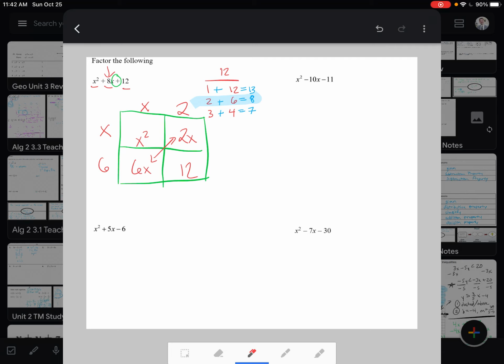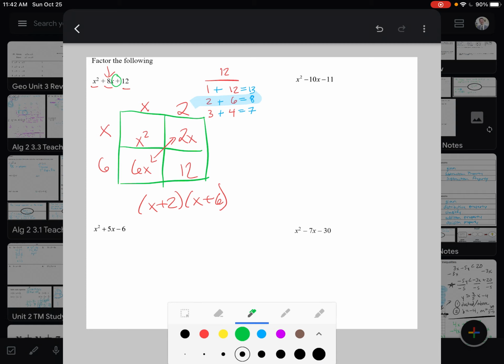So we're left with a 2x, we're left with 6 times x is 6x. That gets us the x squared plus 8x plus 12 that we need. So the factored form of this, our final answer, is x plus 2 times x plus 6. And instead of having to guess and check, again, list out the factors, use that as your little cheat code.